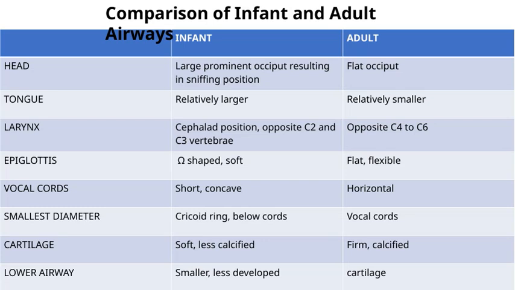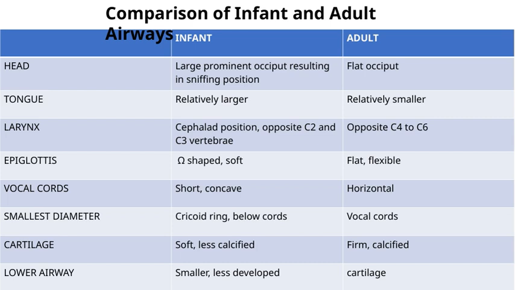Let's take a closer look at the differences between infant and adult airways. Starting with the head, infants have a large, prominent occiput, which often means we need to position their head to achieve a sniffing position for easier airway access. In contrast, adults typically have a flatter occiput. Moving on to the tongue, the infant's tongue is relatively larger compared to the oral cavity, which can potentially obstruct the airway more easily. Adults, on the other hand, have a proportionally smaller tongue.